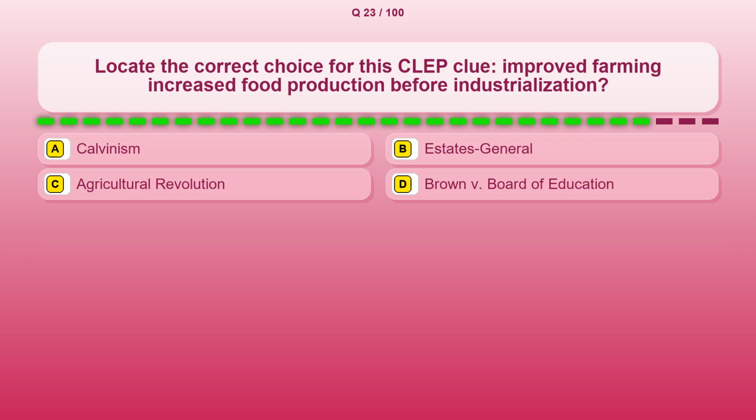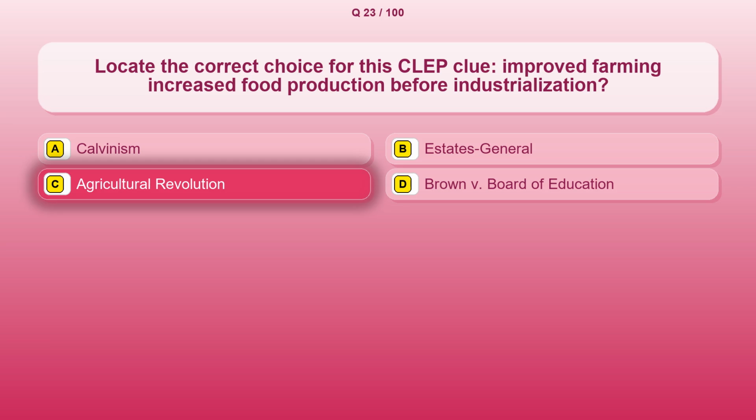Question 23. Locate the correct choice for this CLEP clue. Improved farming increased food production before industrialization. Option A, Calvinism. Option B, Estates-General. Option C, Agricultural Revolution. Option D, Brown v. Board of Education.